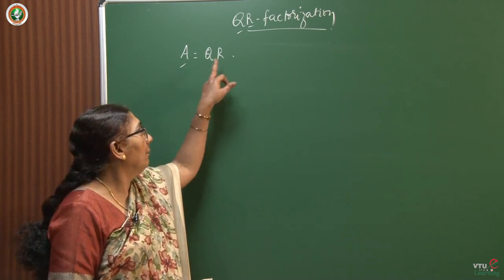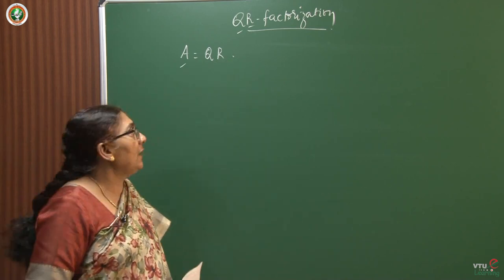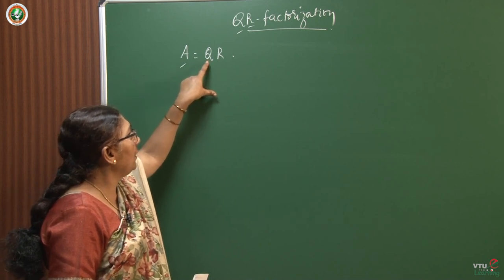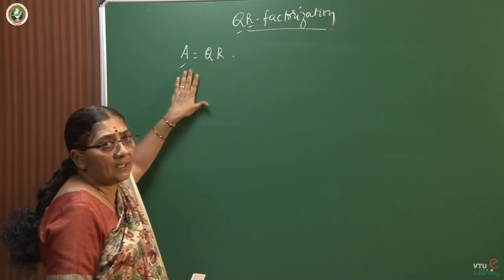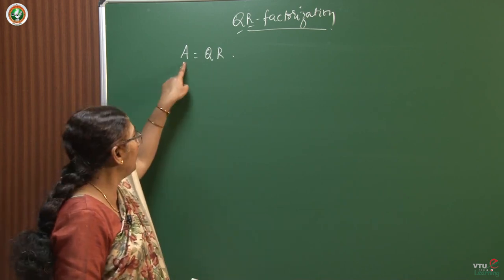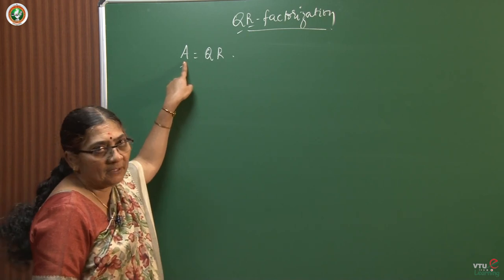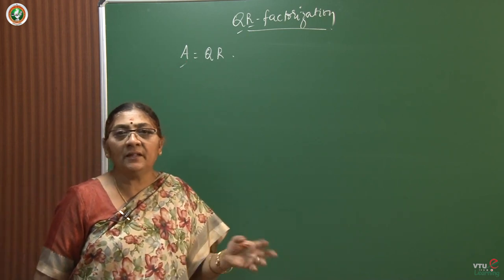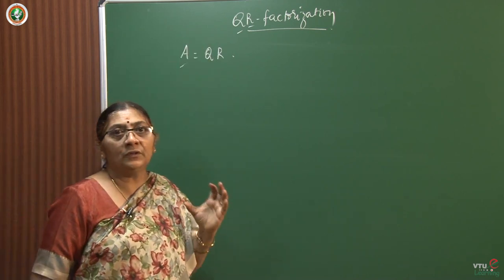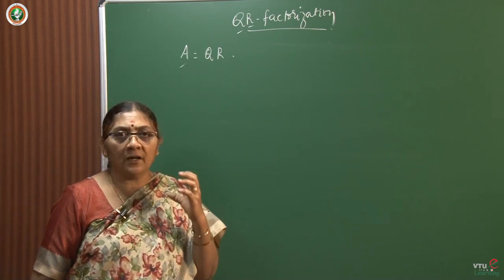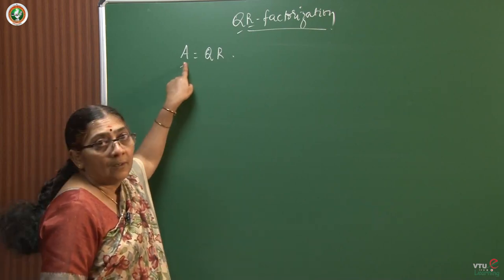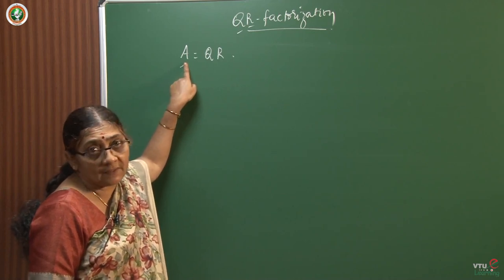Therefore, this method is called QR factorization, where Q is formed so that each column of Q is nothing but the normalized vectors of the columns of the given matrix. Here I have taken the given matrix as A, but sometimes they give B like that. That's why I'm saying given matrix. You are framing Q. The columns of the matrix Q are the normalized vectors of the columns of the given matrix.